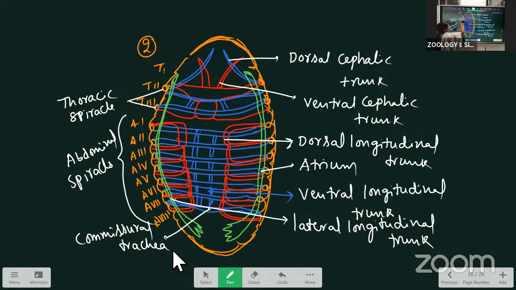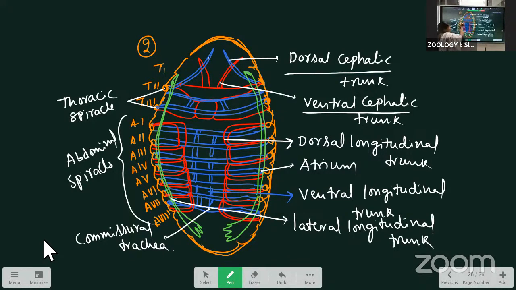See here, the thoracic spiracles are present, and abdominal spiracles 8 are present. First, we are going to discuss the thoracic spiracles. They are horizontally interconnected with each other, and from them arise the two cephalic trunks, the dorsal cephalic trunk and the ventral cephalic trunk. In the thoracic region, the horizontal trachea are all interconnected and give rise to the two main trunks, called the dorsal cephalic trunk and the ventral cephalic trunk. These trunks go to the head and get branches, and they give oxygen to the head part.